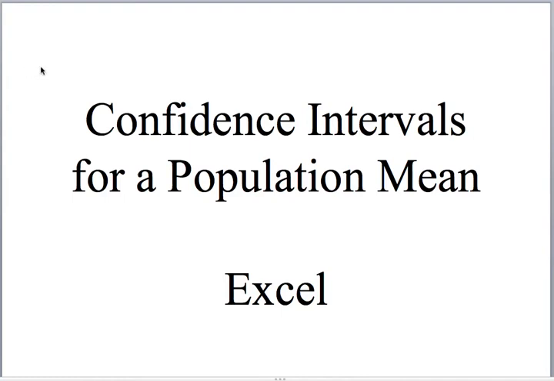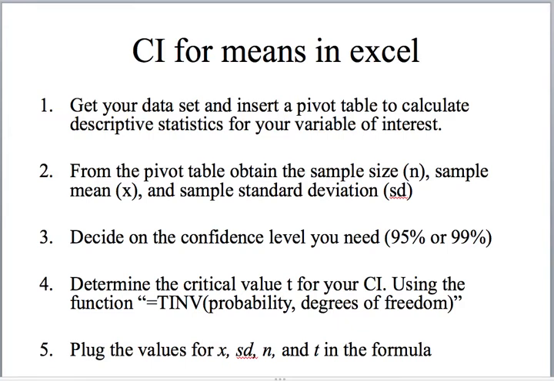Hey, so this is the video where we look at confidence intervals for a population mean using Excel. These are the steps that you're going to follow. We're going to get first the sample results. We're going to need the sample size n, the sample mean x bar, and the sample standard deviation. Now there are formulas to get this, or you can use the descriptive statistics in the toolbox if you have a PC. But I'm going to show you how to obtain these descriptive statistics using pivot tables.